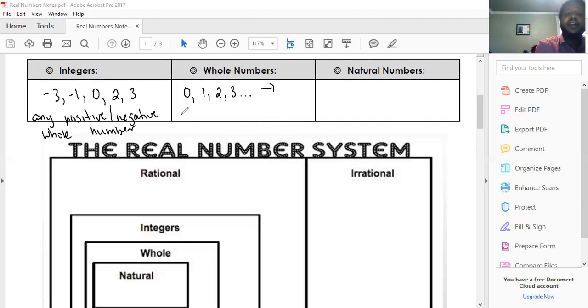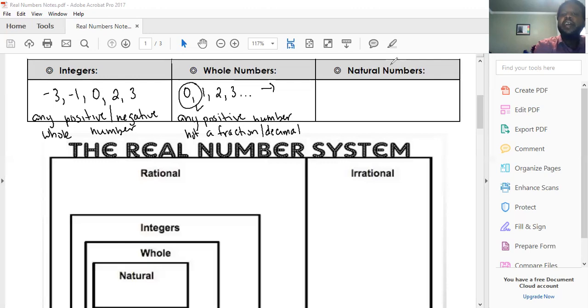So a whole number is any positive number that is not a fraction or decimal. And remember, this includes 0. 0 is part of this, right? 0 is included in what a whole number is.